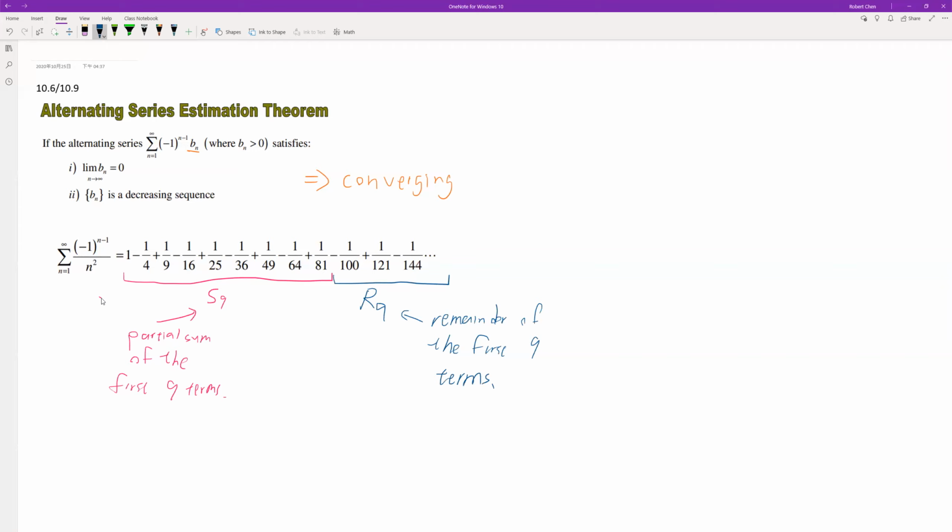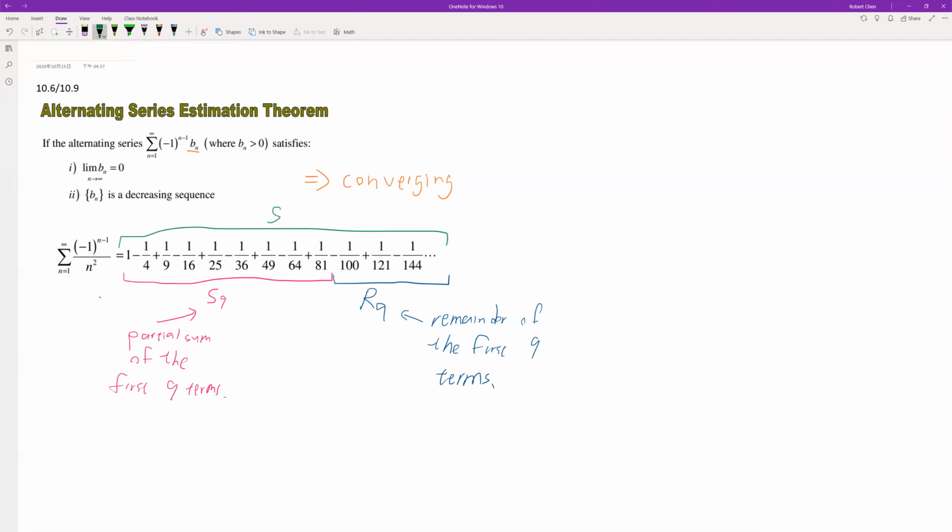Our goal in the alternating series estimation theorem is to understand how we can approximate the remainder. If you just take the first 9 terms, then what is the remainder? Can we find a limit for it? Is there a bound to it? And so on. And the whole thing, the whole infinite sum, that's just S, for the sum.